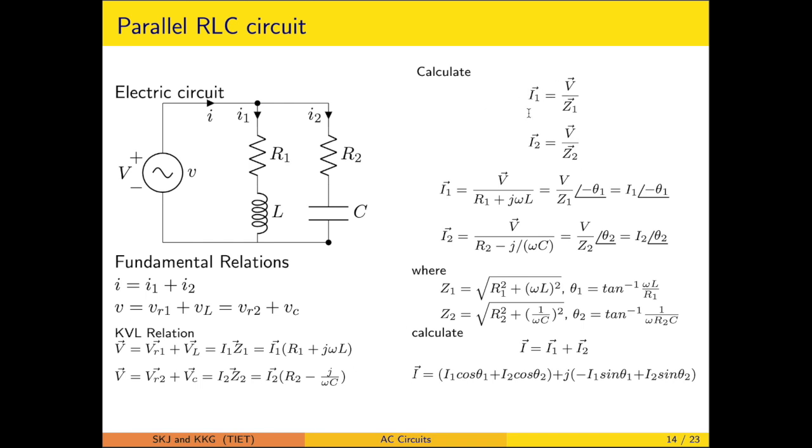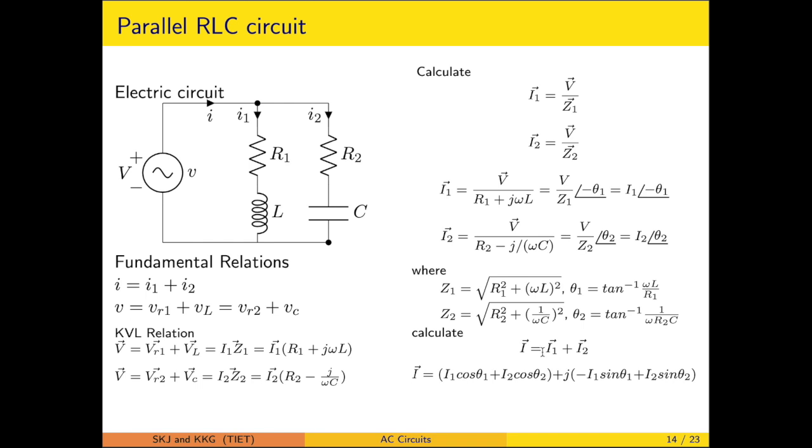Now you can easily calculate I1 is equal to V upon Z1. So that is one approach. Similarly, I2 is equal to V upon Z2. So these I1, I2 you can calculate the way we have calculated for series RL and series RC circuits. Now while we are doing the summation, as mentioned previously, the sum works out to be convenient while having a rectangular form of representation of the phasor. So these particular phasors are converted into the rectangular form and then they are added likewise.